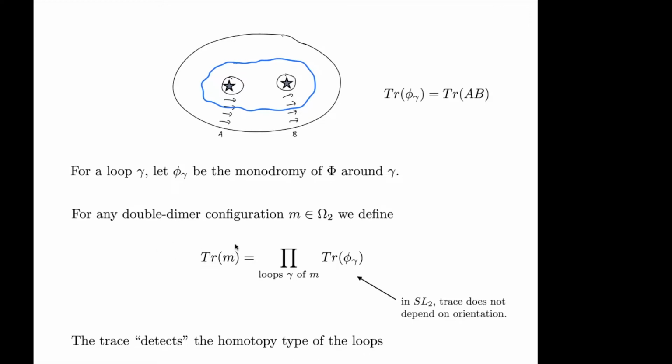And so for every double dimer configuration on my graph, M, I can define a quantity which I'm going to call the trace. It's not the trace of any matrix, it's the product of the traces of all the loops contained in that double dimer configuration, including the trivial ones. So if I have a trivial loop, its trace is going to be 2 because the trace of the identity matrix is 2. So a trivial loop counts as a factor of 2, but the non-trivial loops will count whatever the trace is of that particular connection. So that defines the trace of any double dimer configuration.